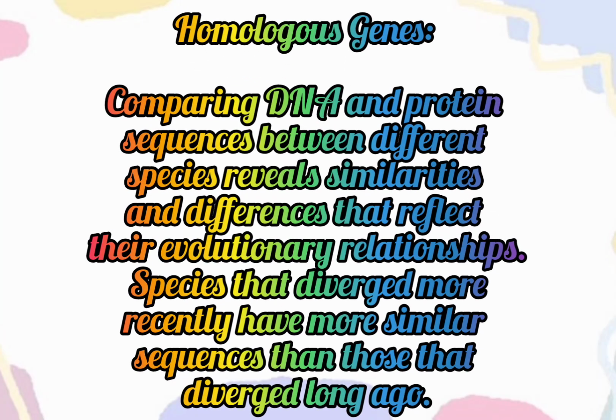Homologous genes. Comparing DNA and protein sequences between different species reveals similarities and differences that reflect their evolutionary relationships. Species that diverged more recently have more similar sequences than those that diverged long ago.